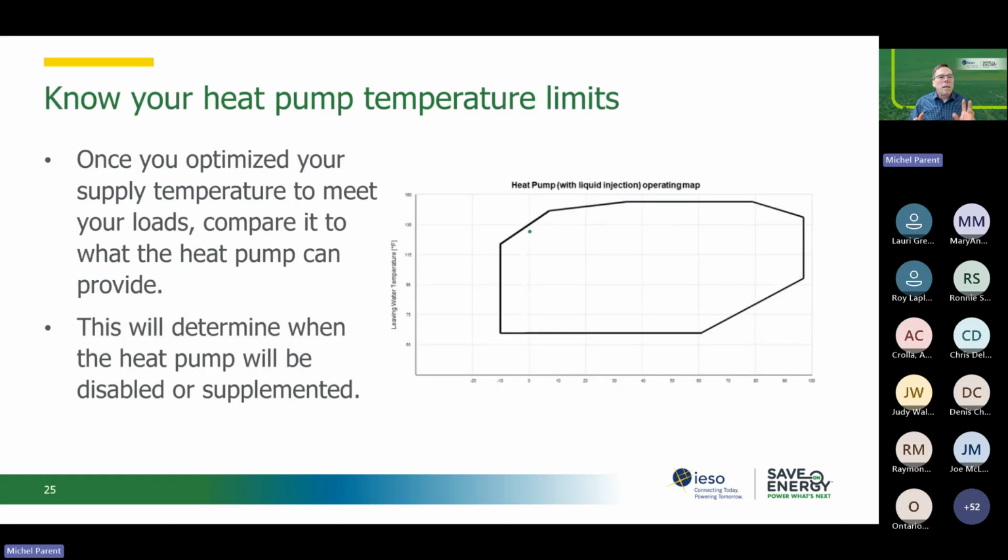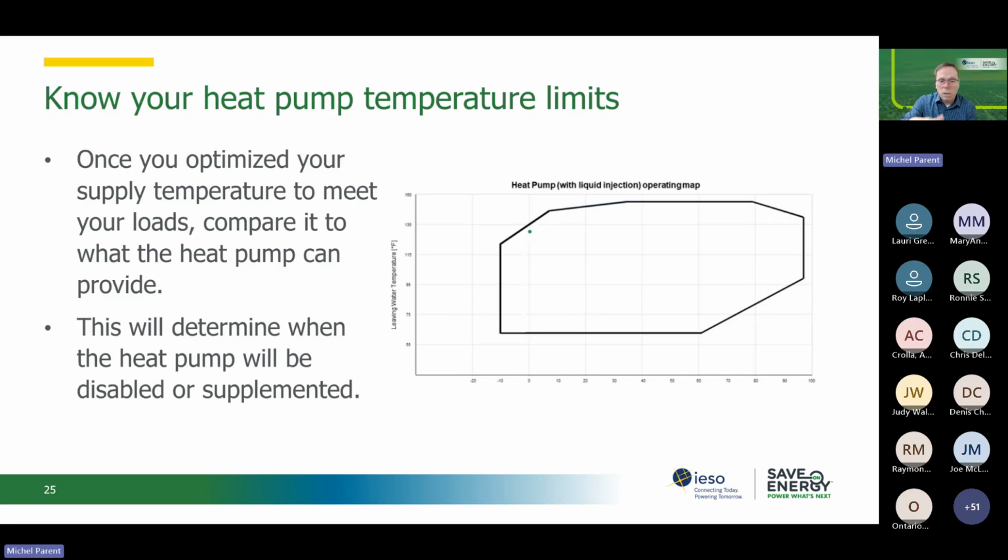But that is what you need to do, because once you know the temperature limits, for most heat pumps you will also have their operating map, and they will tell you what is the temperature that can be provided by that heat pump. In this case, it's for an air source heat pump. It will give you the outdoor temperature. I forgot to put the axis at the bottom. It's outdoor temperature. So you've got the outdoor temperature, and it will tell you what is the supply temperature that can be provided. And that's a different thing than capacity.